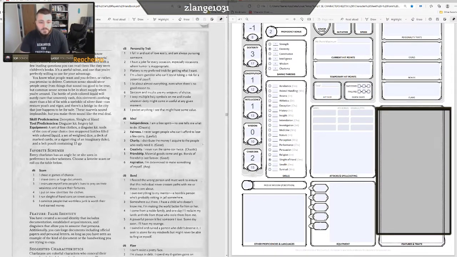Then we'll go over here to features and traits, and we will put in false identity. There's our first feature. Okay, my computer is being weird. Anywho.